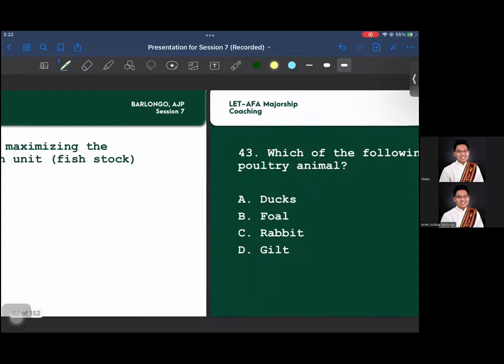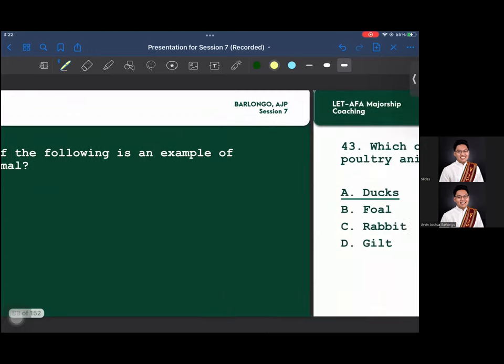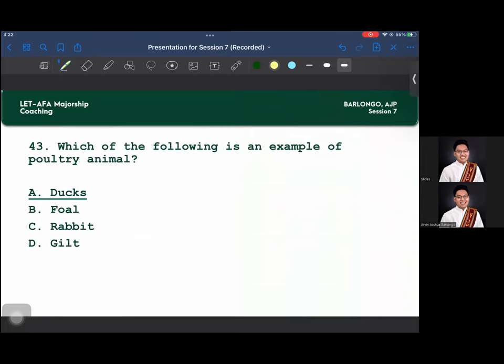Let's move to number 43. Which of the following is an example of a poultry animal? A, ducks, B, a foal, C, rabbit, or letter D, gilt. The correct answer is letter A, which is ducks. I hope you know these terms, foal and gilt. A foal is a young horse. Of course, rabbit. And then a gilt is a young pig, a young female pig. That is the technical term for gilt. Okay? Next.